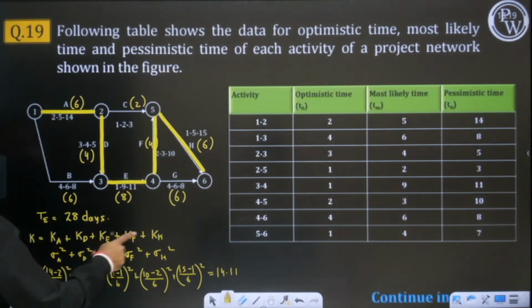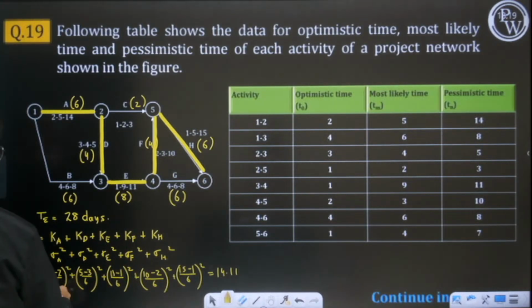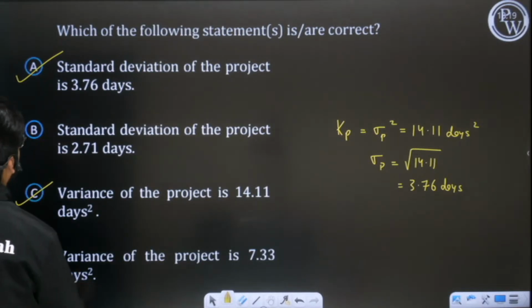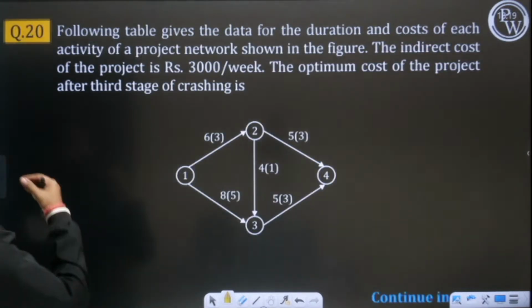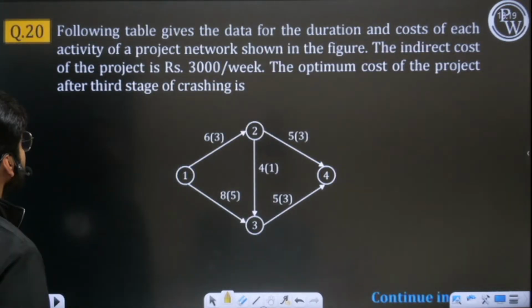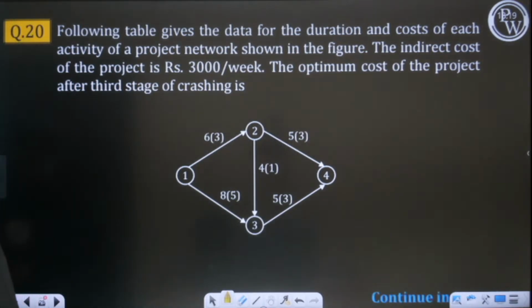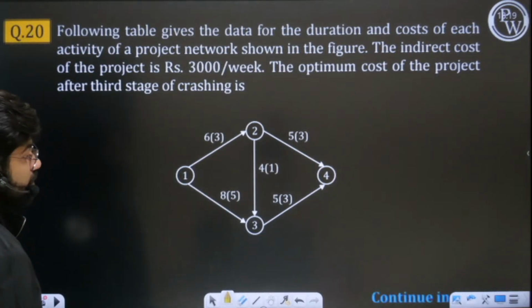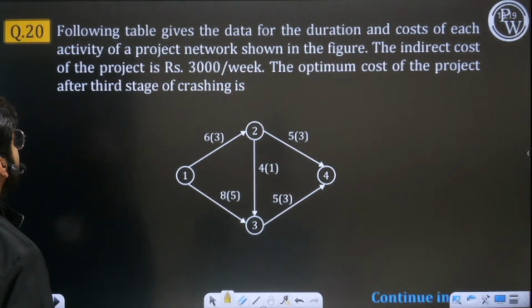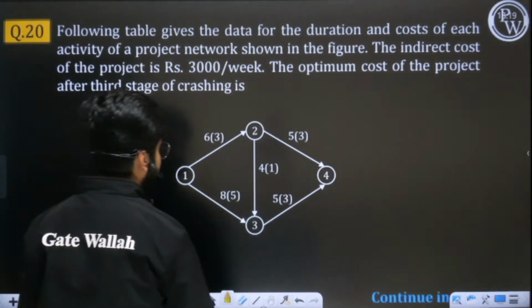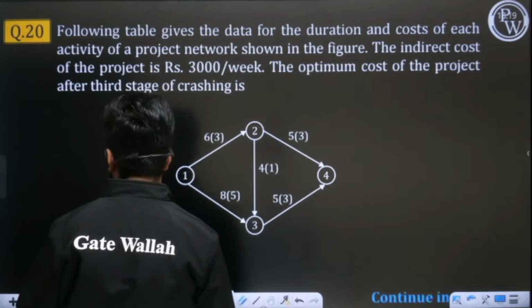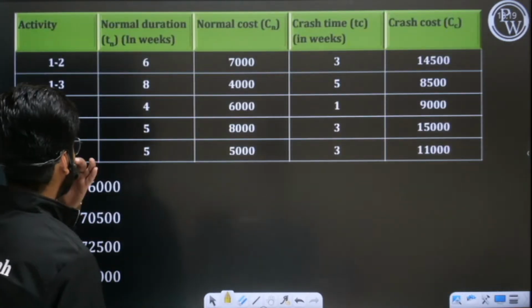So remember this central limit theorem. So this is the 19th question. Now let us take the last question. This is our 20th one. Okay, so this is your crashing one. They are asking what will happen after third stage crashing. So let me tell you. And have they given the activities? Yes, everything is given here.